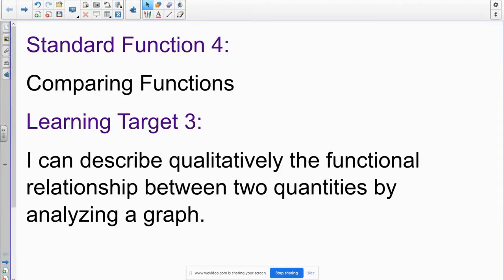Function 4, we're still comparing functions, but in this learning target, we are going to be able to describe quantitatively, which means by quantities or numbers, the functional relationship between two quantities by analyzing a graph. So we're still comparing, but this time we're going to look at numbers in a graph.